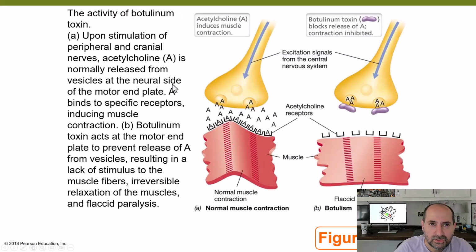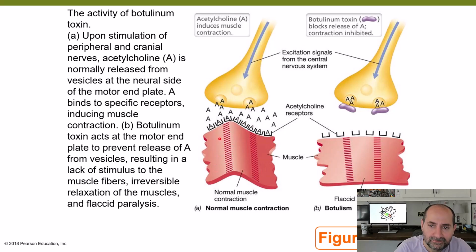How do they work? Let's start with botulinum toxin. Here we can see the normal muscle contraction. Here you have a motor neuron. Here you have a muscle. And when you want to, let's say, flex your muscle, you want to contract your muscle, your brain will send a signal to the muscle to contract. And the way this works is the axon of the motor neuron will produce acetylcholine. These little A's represent acetylcholine, which then binds to acetylcholine receptors on a normal muscle, and this triggers contraction of the muscle.